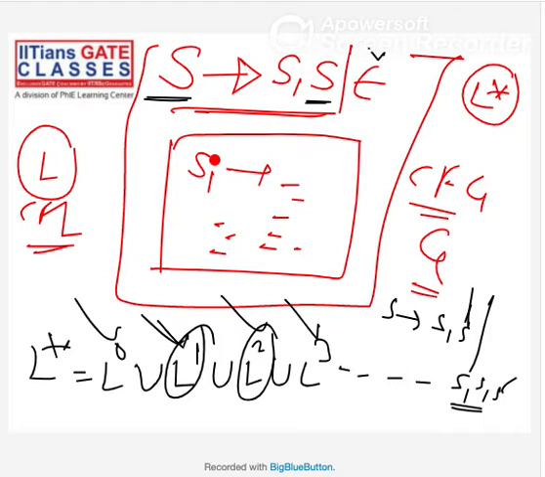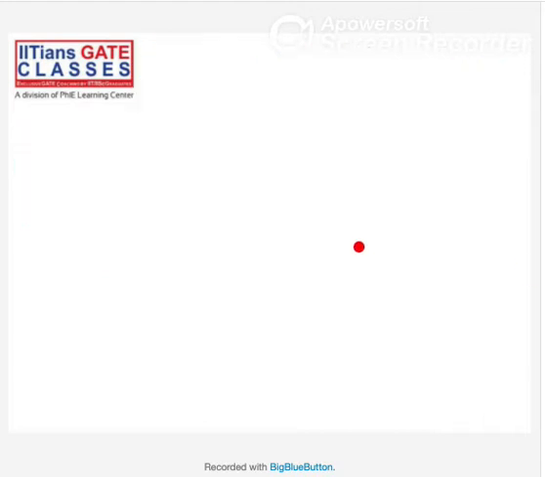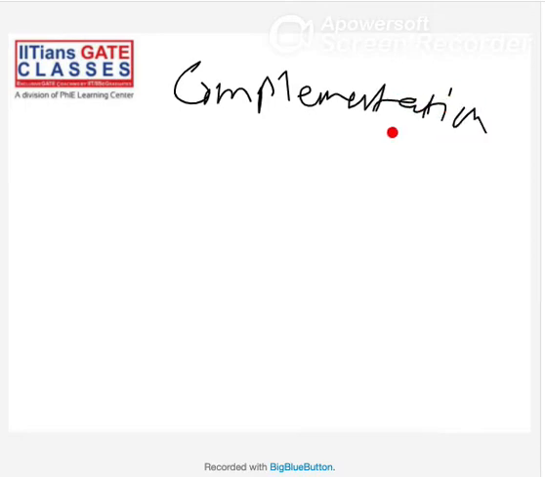Now let's see some other operations. We have seen union, concatenation, intersection, and Kleene star. Now we will see something called complementation. The set of CFLs is not closed under the complement operation. They are not closed. So let's take one example and try to find out.